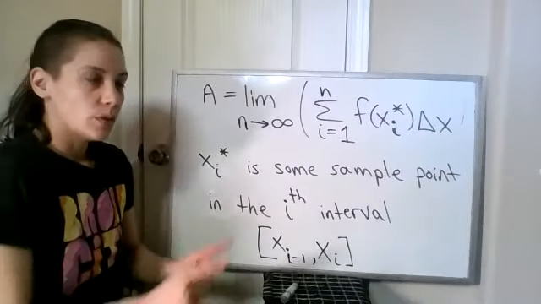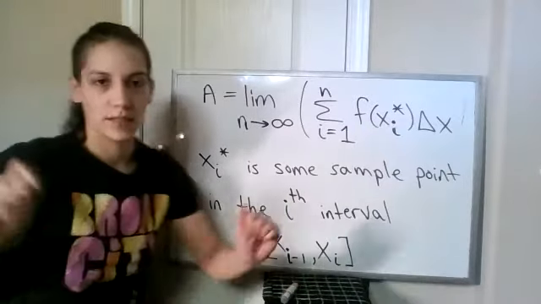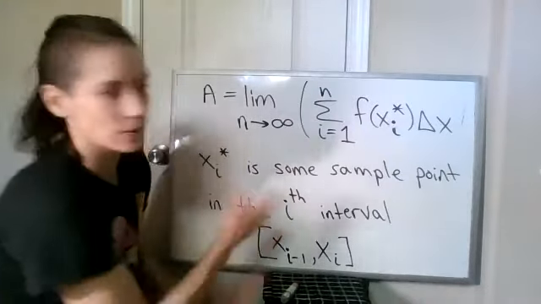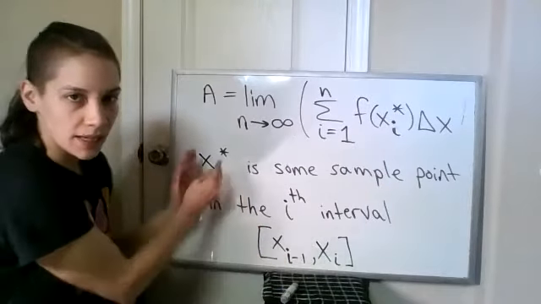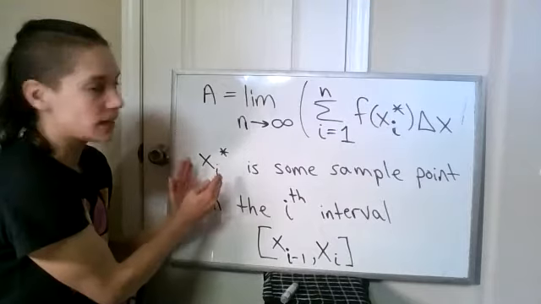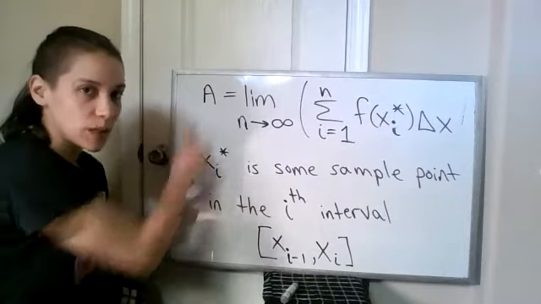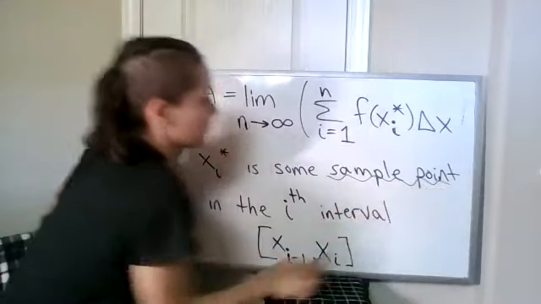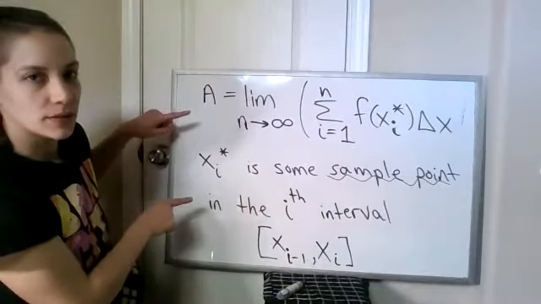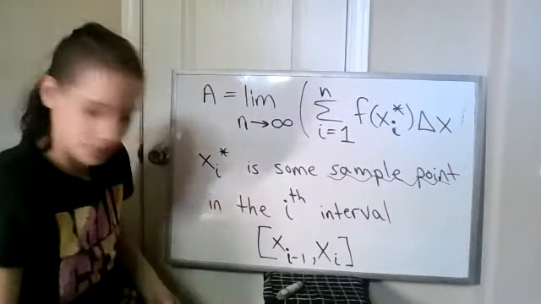Usually we'll either go and get a left-hand endpoint or a right-hand endpoint. Or a midpoint. But really you can pick any x of I that you want to. It doesn't have to be right in the middle. It could be somewhere towards the middle as your sample point for the height of your rectangle. And remember, all rectangles have width delta x.